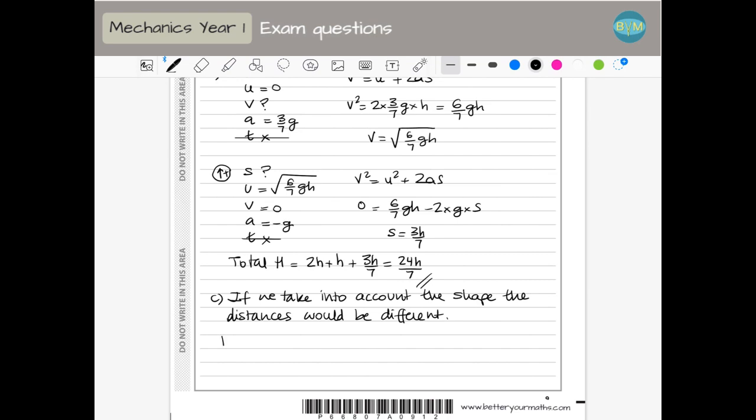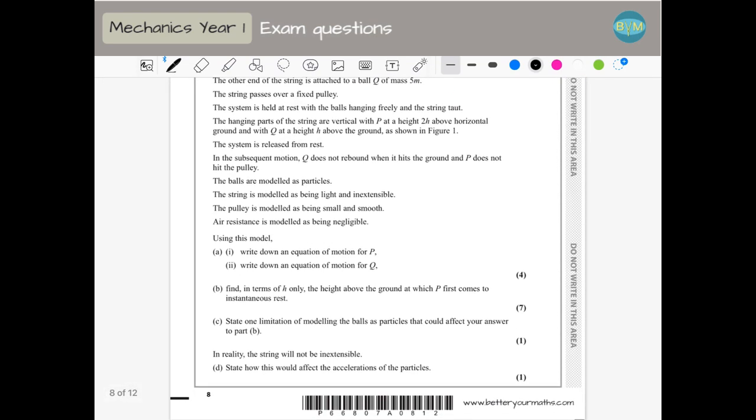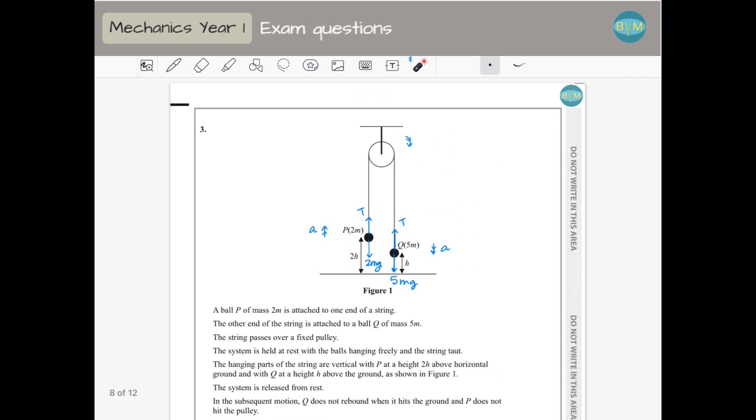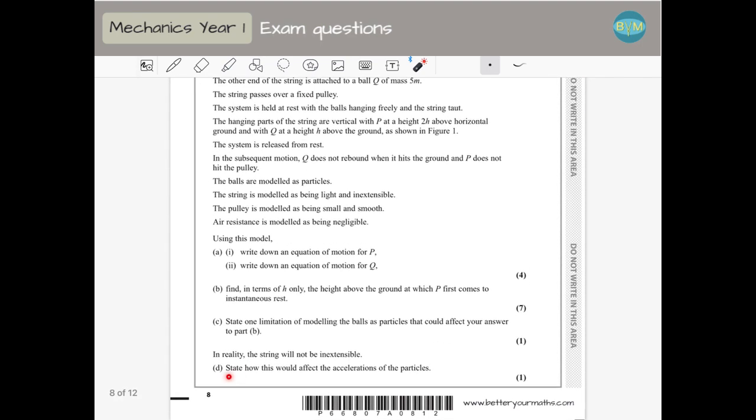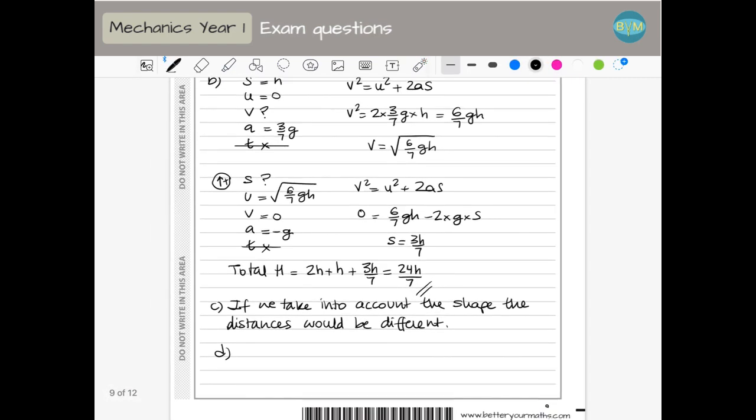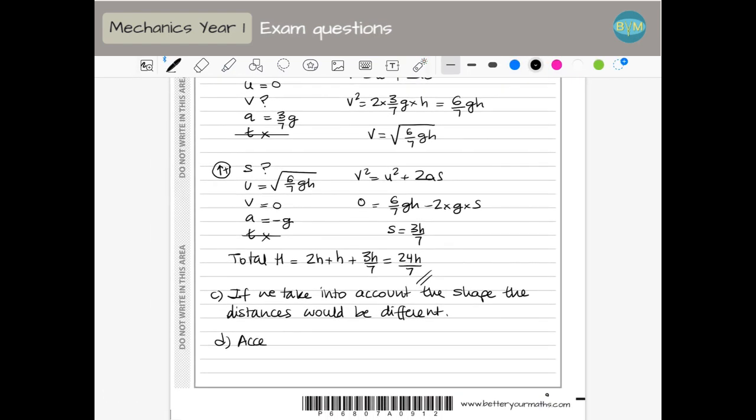And the last thing, they say, in reality, the string is not inextensible. State how this would affect the acceleration of the particles. So remember, when we model the strings as inextensible, the acceleration of both of them are the same. That's what we are using here. So state how would affect the acceleration of the particles. They might be different. Yeah, the acceleration of each particle will be different, or might be different.